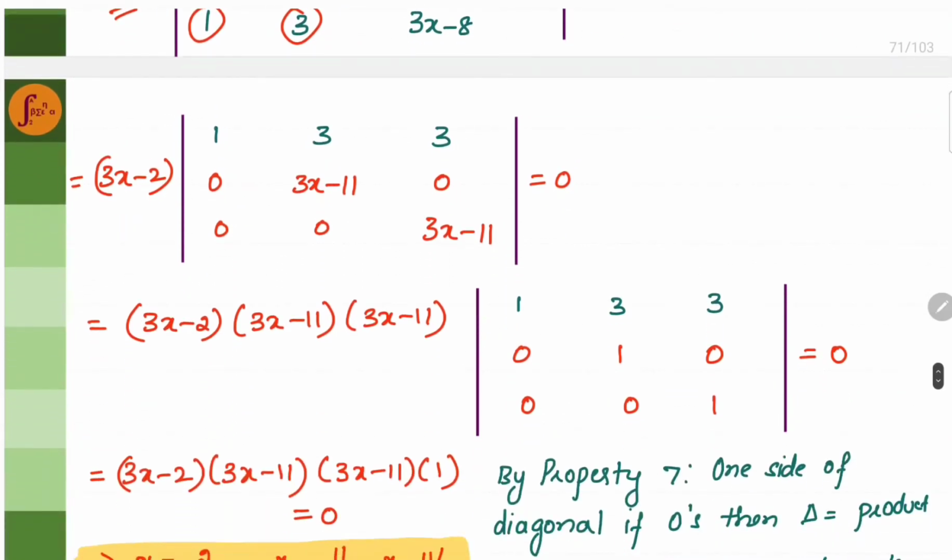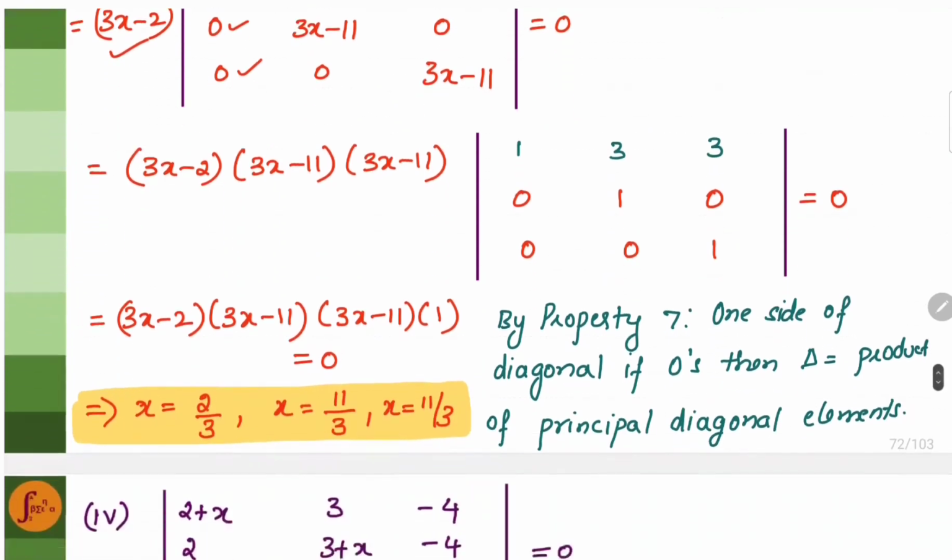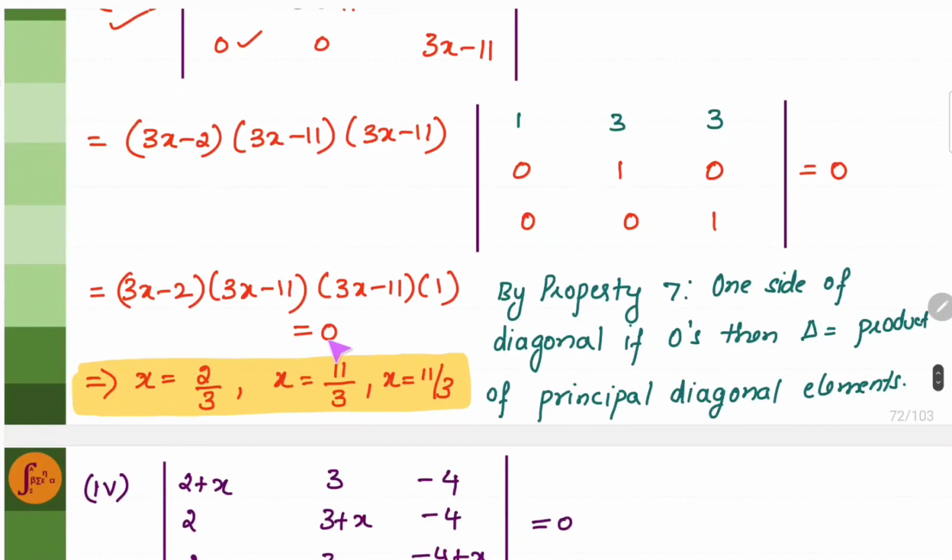Now you have the common factor. You have the elements as zeros. You have two elements as zeros. So you can pick a row or column and expand it. The determinant value is given as 0. You have these many terms: 1, 2, 3 terms. So individually we'll have to take 3x minus 2 equal to 0, 3x minus 11 is 0, and again this one also 3x minus 11 is 0. Which means x is equal to 2 by 3, x is equal to 11 by 3, x is equal to 11 by 3. So these are the values for x.